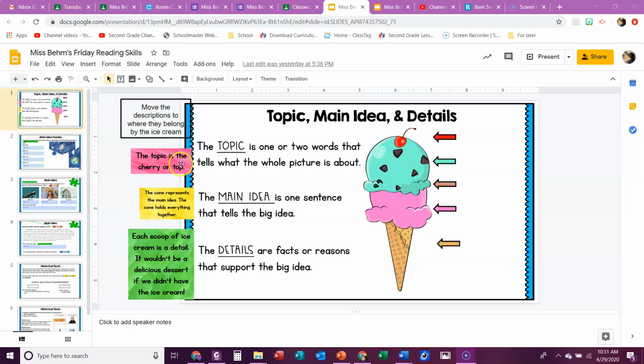So the topic is the cherry on top, the cone represents the main idea, and the cone holds everything together. And each scoop of ice cream is the details. It wouldn't be a delicious dessert if we didn't have ice cream. So we're going to move the descriptions to where they belong by the ice cream cone. So the main idea is what holds everything together. So if the topic doesn't match the main idea, then it's not going to be the main idea. If the details don't match the main idea, it's not going to be the main idea.